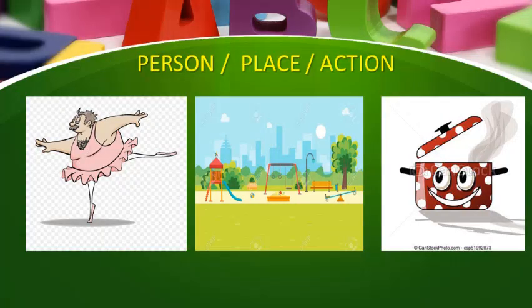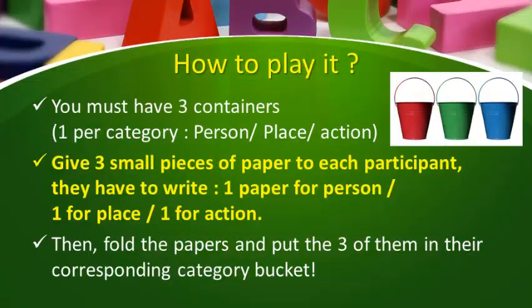How come? For this game, it is necessary to have 3 different containers. They can be small buckets, small boxes, or even paper bags if you want. Don't forget that you have to have 1 container per category. So, one container is going to be for person, the second one for place, and the third one for action.